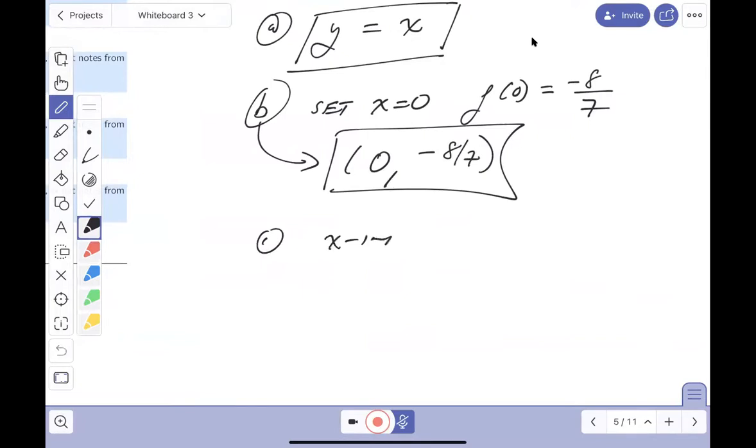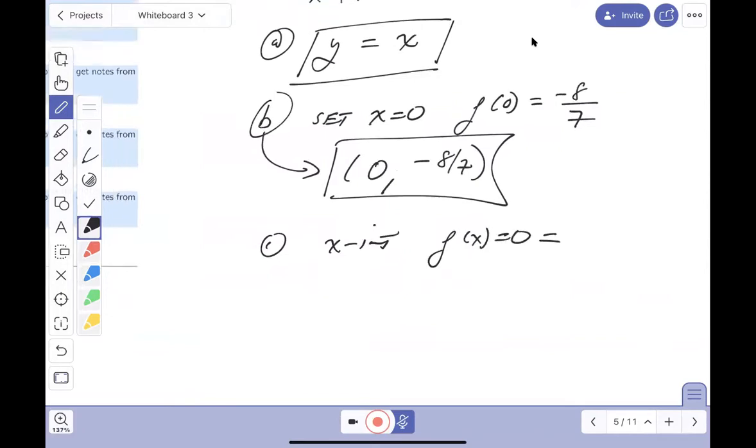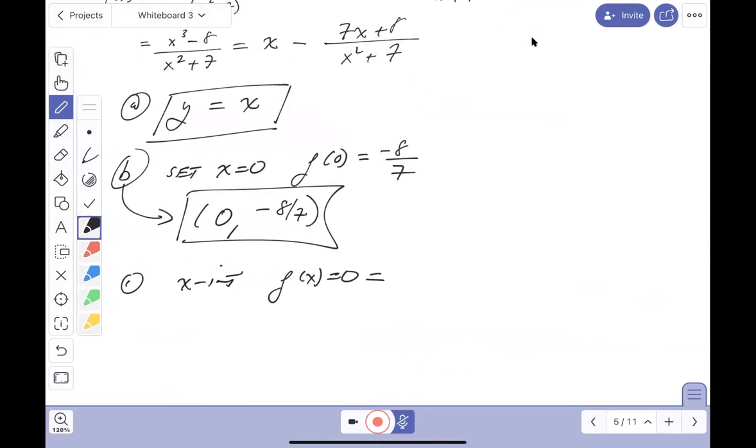X-intercepts. To get an x-intercept, all we're going to do is set the function equal to 0. If you don't remember what the function is, let's write it down for you. It's x cubed minus 8 over x squared plus 7. It's rational. Is the top ever equal to 0? Yes, at 2. So this becomes 0 when x equals 2.